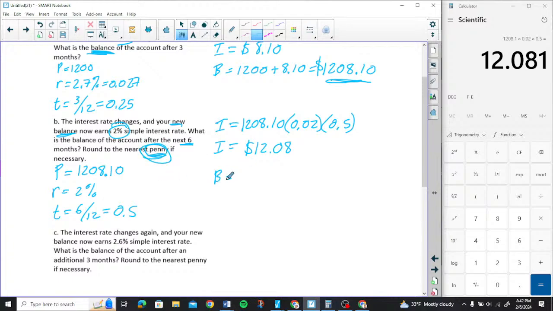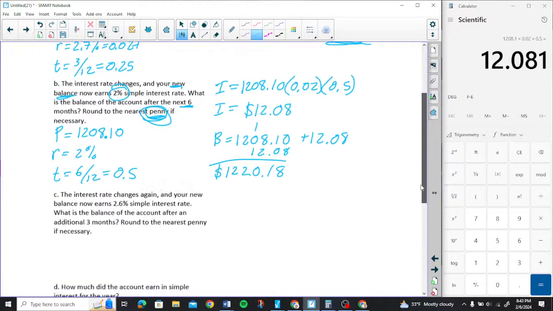So balance then is 1208.10 plus 12.08. I'm going to restack these so I can just do this in my head. It's going to be faster than typing it in. Carry the 1. So we get $1,220.18.